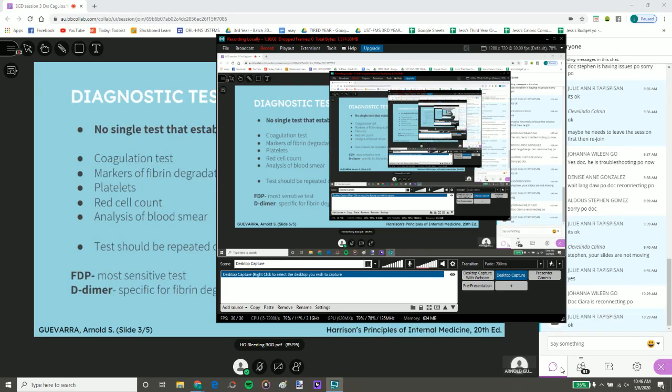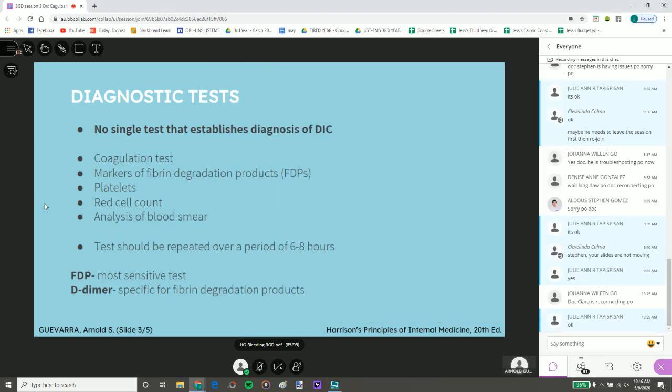For the diagnostic test, the diagnosis of clinically significant DIC is based on the presence of clinical and/or laboratory abnormalities of coagulation or thrombocytopenia. The laboratory diagnosis of DIC should prompt a search for the underlying disease if it is not already apparent. There is no single test that establishes the diagnosis of DIC. The laboratory investigation should include coagulation tests such as APTT, PT, and thrombin time, and markers of fibrin degradation products, in addition to platelet and red cell count and analysis of the blood smear.